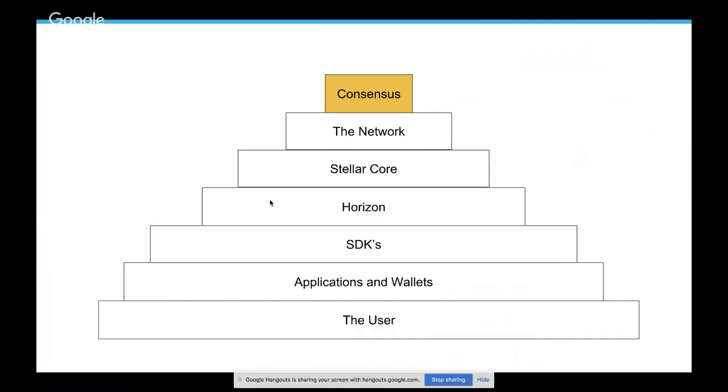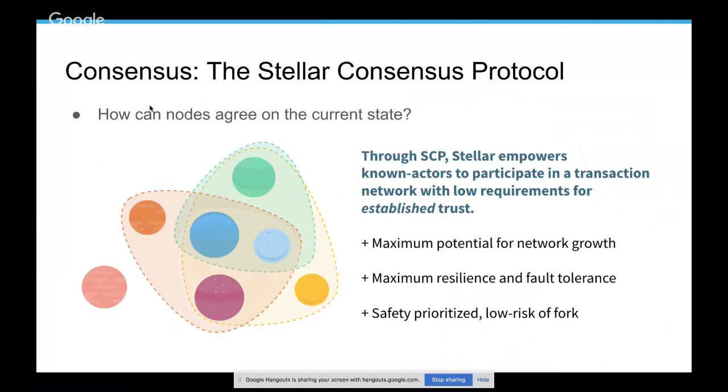And then cool. So then you may be wondering, finally, so each of these nodes all have their own copy of the ledger, but how can they agree on the current state of the ledger? And for that, you have the consensus protocol. Ours is called the Stellar Consensus Protocol, which is actually a federated Byzantine agreement protocol. That's the fancy terminology for it.